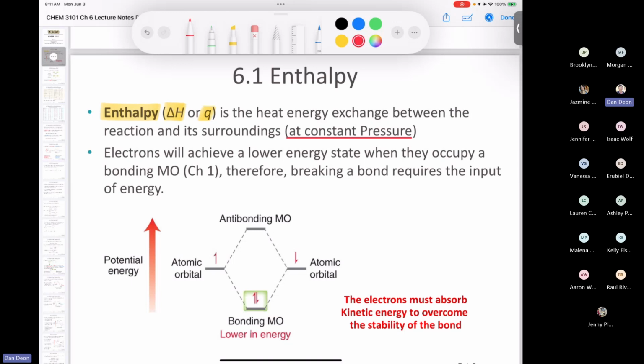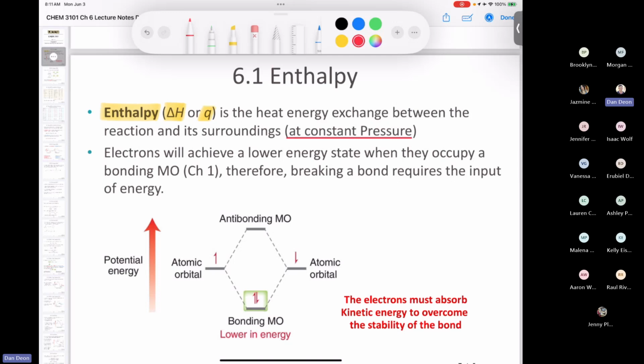So again, let's review that. It says enthalpy, delta H or Q, is the heat energy exchange between the reaction and its surroundings. So some reactions release heat to their surroundings and some reactions absorb heat from the surroundings. And if the words exothermic and endothermic are starting to ring around in your head, you're right, okay? We're going to get into that in just a little bit.